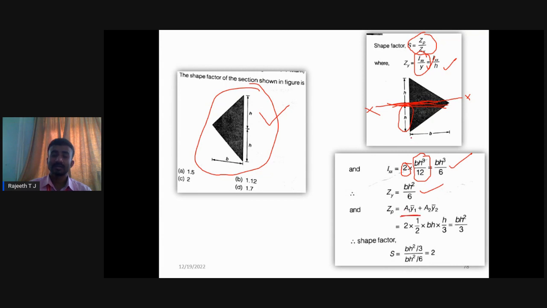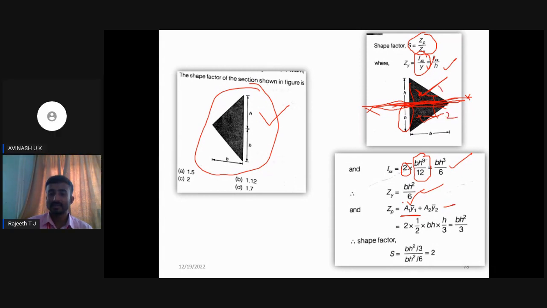Zp is nothing but the plastic section modulus. What is the procedure to calculate the plastic section modulus? We know that the plastic section modulus we need to calculate always about the equal area axis, the axis which divides the total area into two equal halves. So here the x axis itself acts as the equal area axis, right? The area above and below are the same. So how to calculate this? You identify the area, and mark the centroidal distance, that is y bar. For the second one, the centroidal distance will be y2 bar. This is the first element and this is the second element. So then area into y bar plus area into y2 bar.